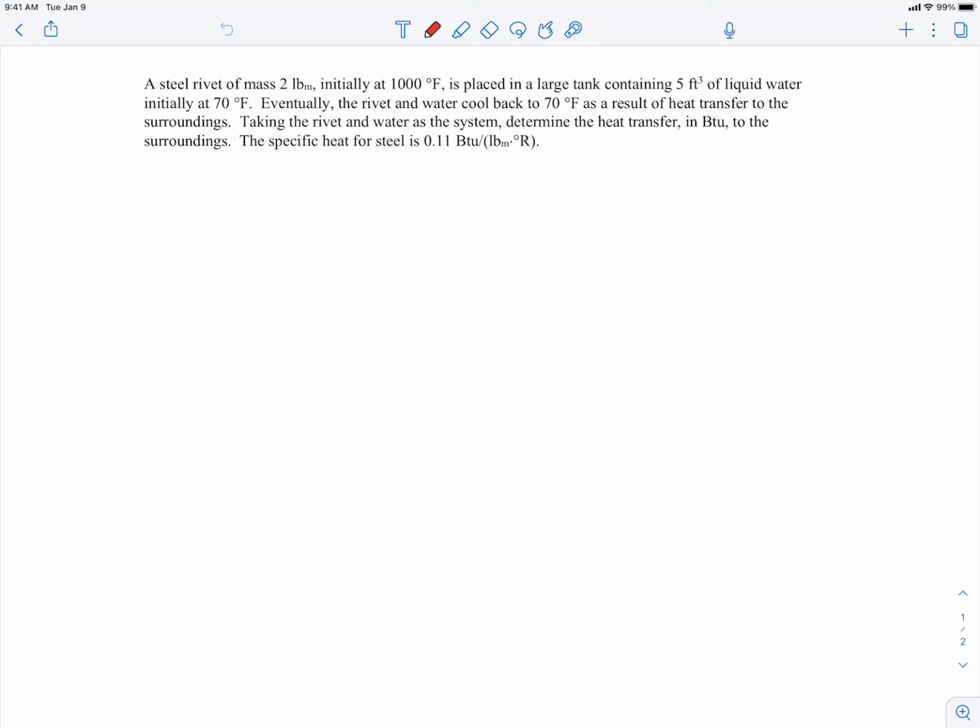Here we're told we have a steel rivet with a mass of 2 pounds mass, initially at 1,000 degrees Fahrenheit, and it's placed in a large tank containing 5 cubic feet of liquid water, initially at 70 degrees Fahrenheit. So let's go ahead and just draw that out. We have this large tank of water. There's a steel rivet in here.